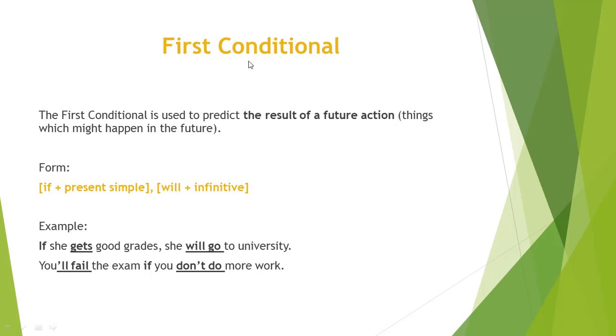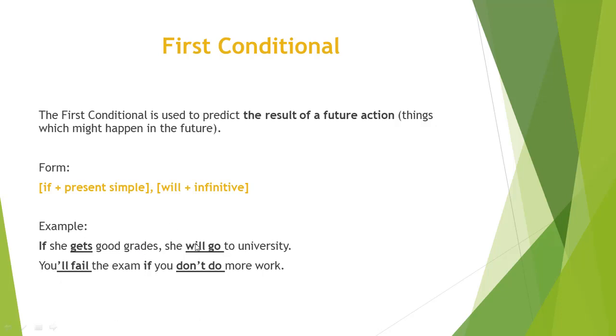Then we have the first conditional. The first conditional is used to predict the result of a future action, things that happen in the future. So right here we have the form: if plus present simple, and the other one is will and infinitive. So right here we have the example: if she gets good grades, she will go to the university.